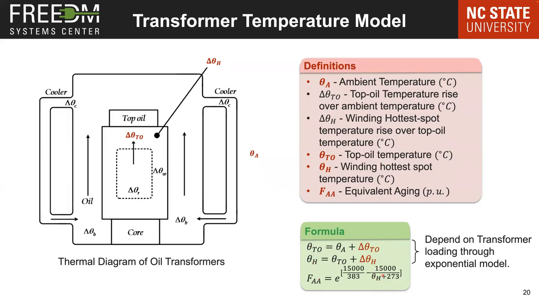Now, this winding temperature, after a certain degree, is going to affect the insulation life of your oil, which is going to degrade the actual age of the transformer, which is given by FAA, which is the equivalent aging of the transformer. Now, you'll understand how this accelerated aging works in our next slide.